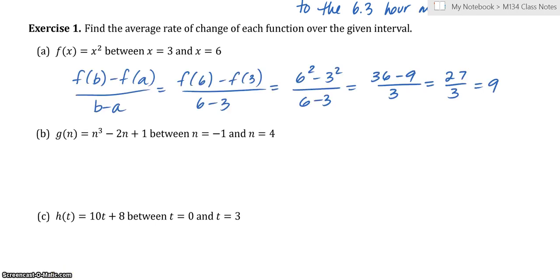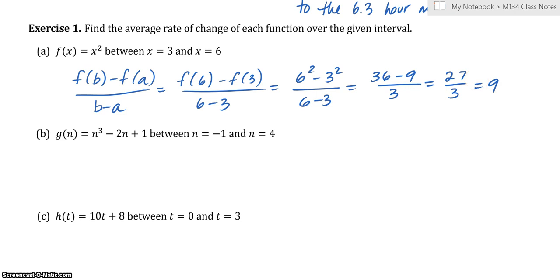Here's the solution to the first one. So I'm just going to write down my formula. The B is 6 and the 3 is A. Plugging in f of 6, that's 6 squared minus 3 squared. So we have 27 over 3, which is 9.